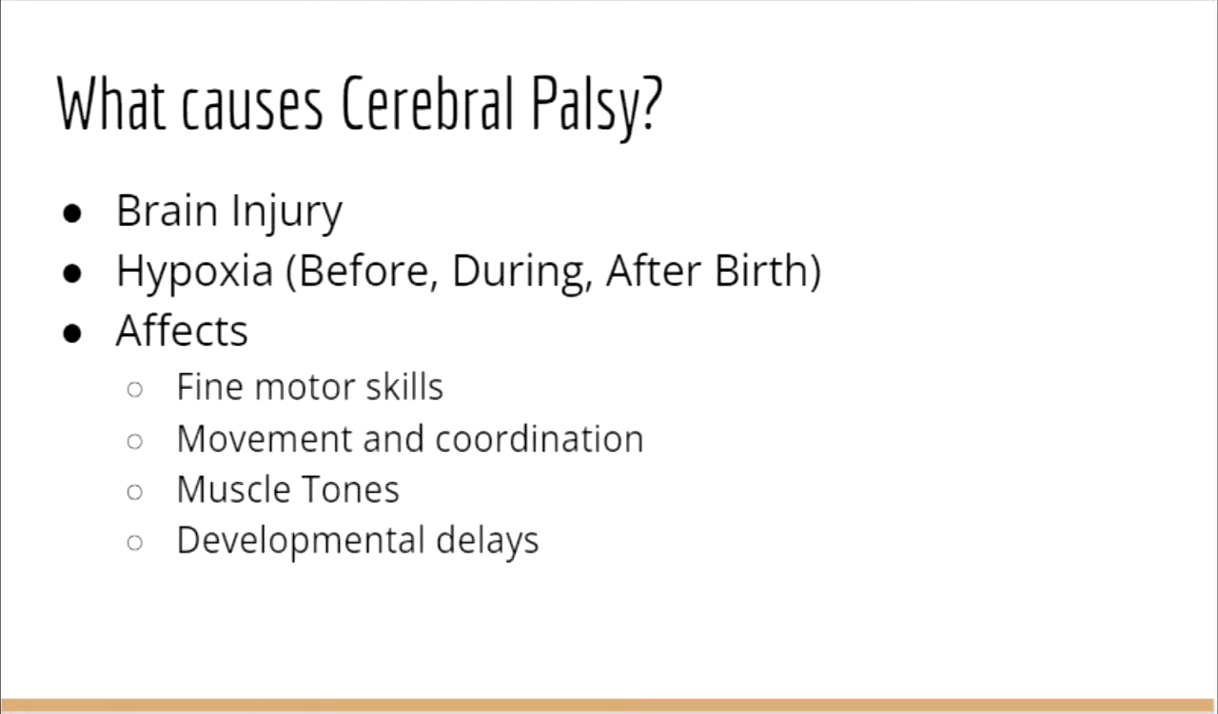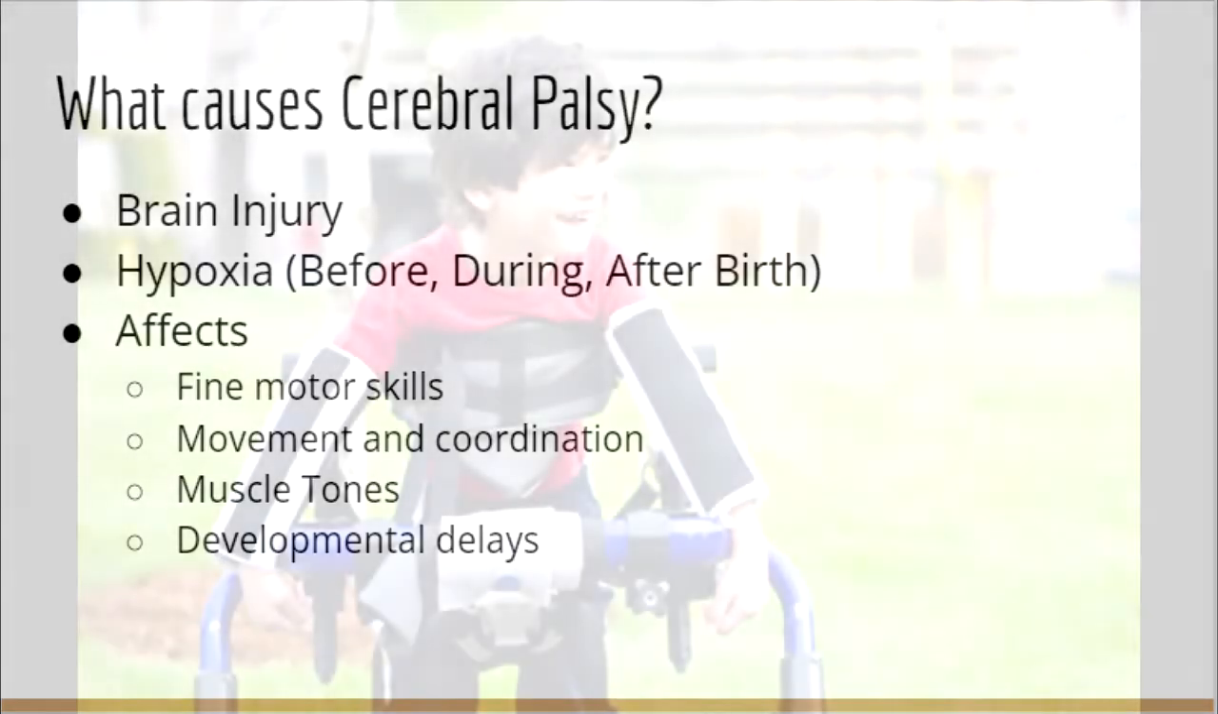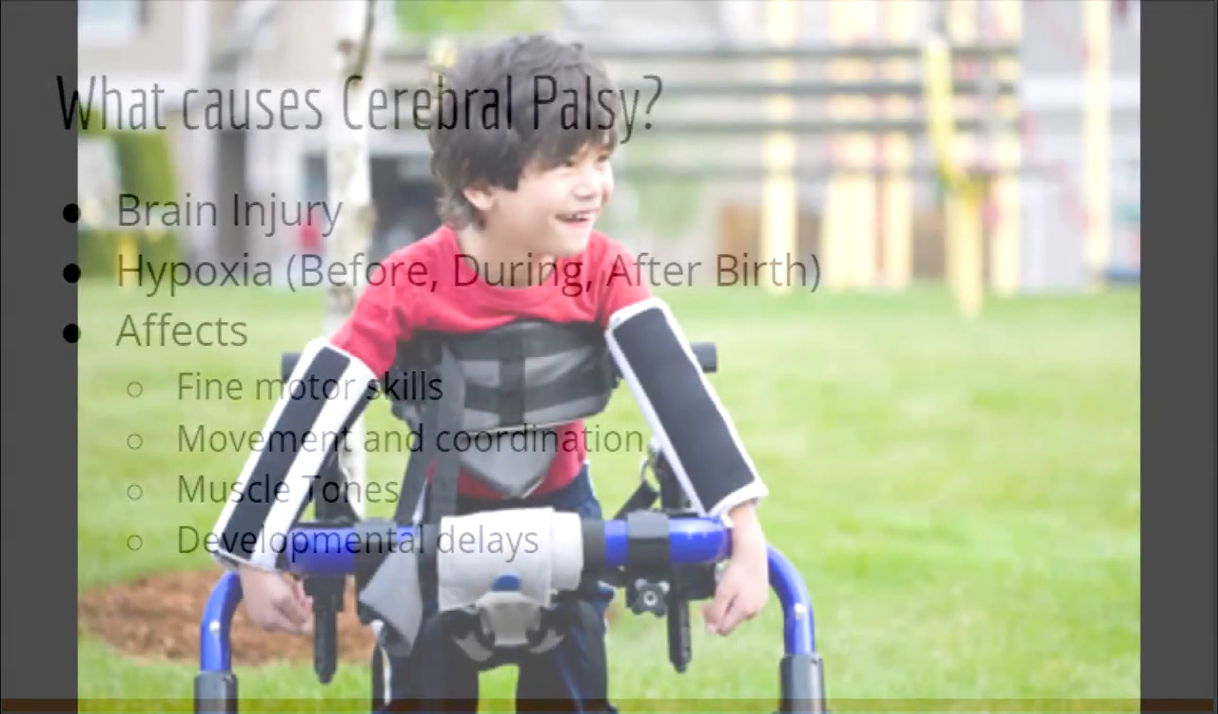So, what is actually the cause of cerebral palsy? The main cause of cerebral palsy is brain injury caused by a lack of oxygen to the brain before, during, or shortly after childbirth. Brain damage caused by a lack of oxygen, which is hypoxia, can result in an array of symptoms such as issues with fine motor skills, movement, coordination, and muscle tone, and developmental delays.